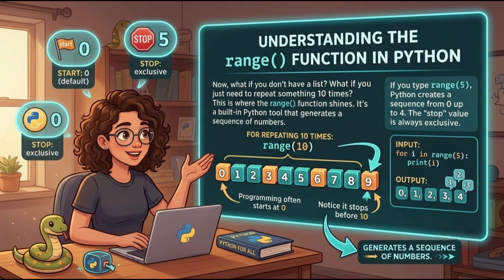Now, what if you don't have a list? What if you just need to repeat something 10 times? This is where the range function shines. It's a built-in Python tool that generates a sequence of numbers. If you type range(5), Python creates a sequence from 0 up to 4. Notice it stops before 5. In programming, we start at 0, and the stop value is always exclusive. This is a concept that will serve you well across almost every programming language.